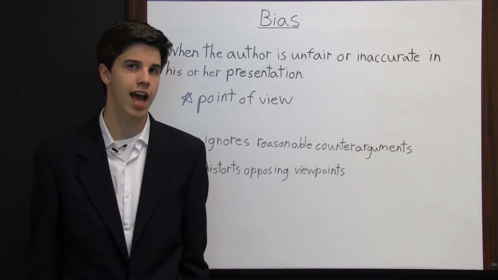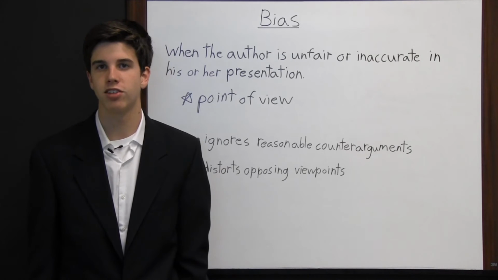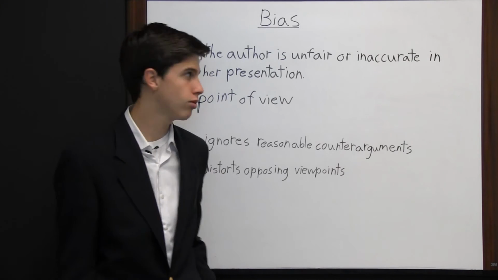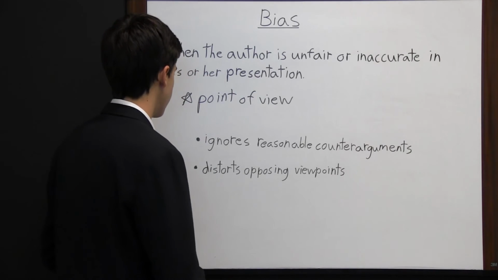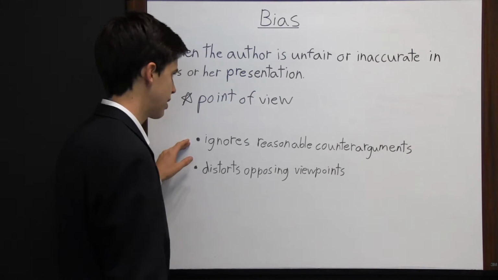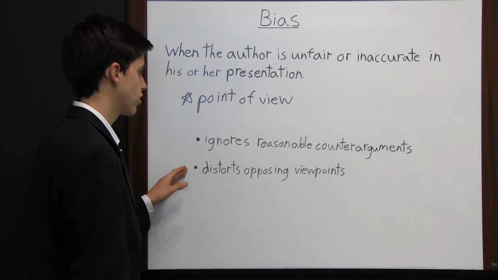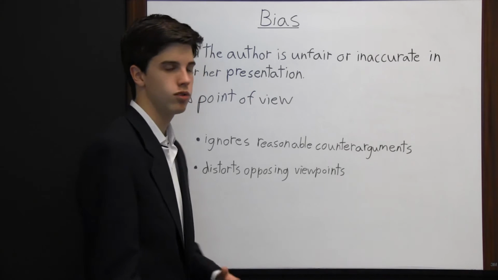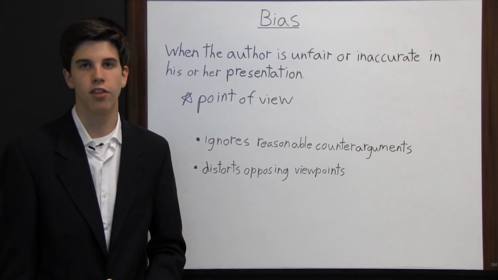They're just naturally going to have one. But it is a problem when they start to include it in their writing. So that's when a bias comes into play. A bias is when someone ignores reasonable counter-arguments or distorts opposing viewpoints. So you as a reader need to be aware when an author is being biased.